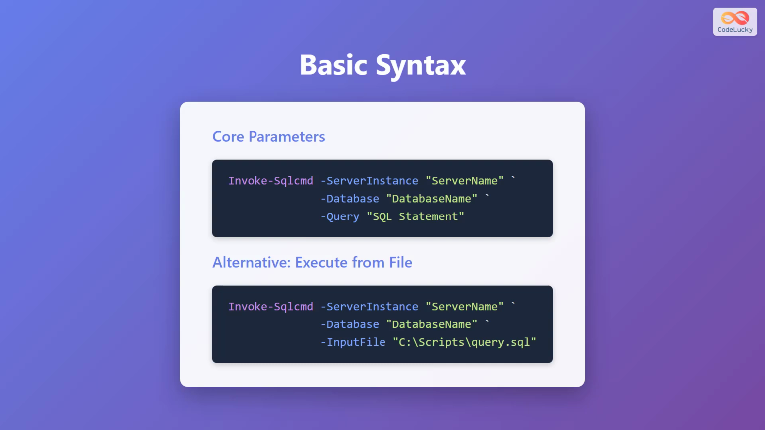The basic syntax for Invoke-Sqlcmd requires three core parameters. First, ServerInstance specifies the target SQL server, like localhost or a remote server name. Second, Database selects which database to run queries against. Third, Query contains your SQL statement as a string. Alternatively, you can use InputFile instead of Query to execute SQL commands from a file. This is helpful when you have complex scripts saved as .sql files.